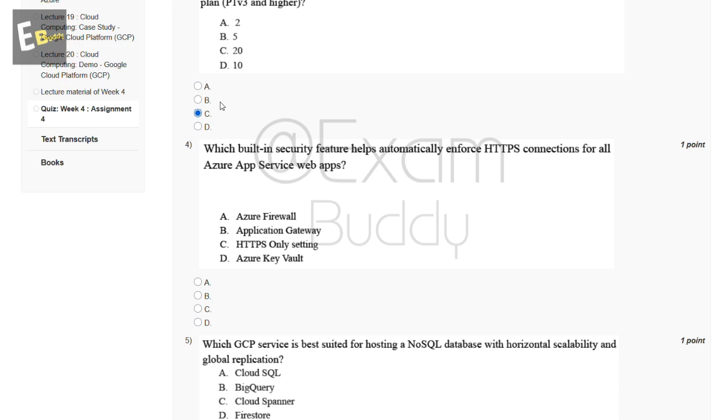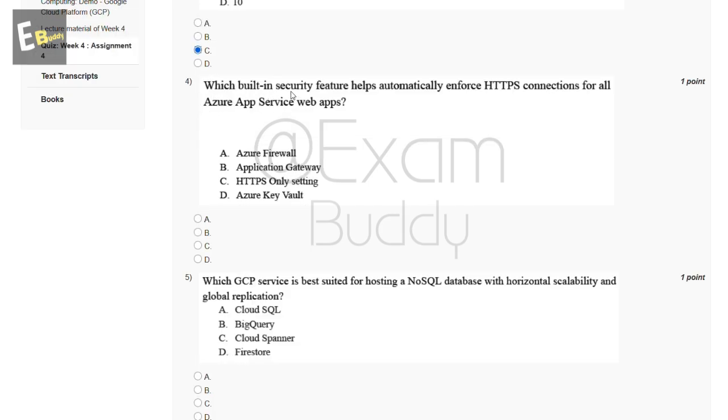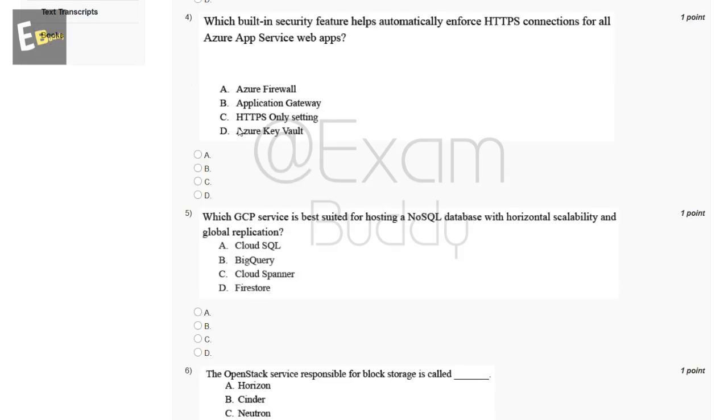Now, the fourth question is: which built-in security feature helps automatically enforce HTTPS connections for all Azure App Service web apps? So these are the options: Azure App Firewall, Application Gateway, HTTPS Only setting, Azure Key Vault. So the answer to our fourth question is C, HTTPS Only setting.